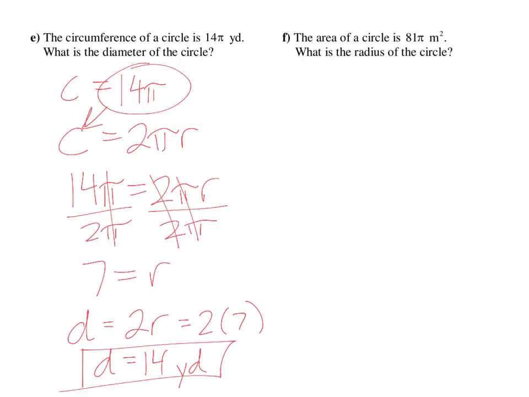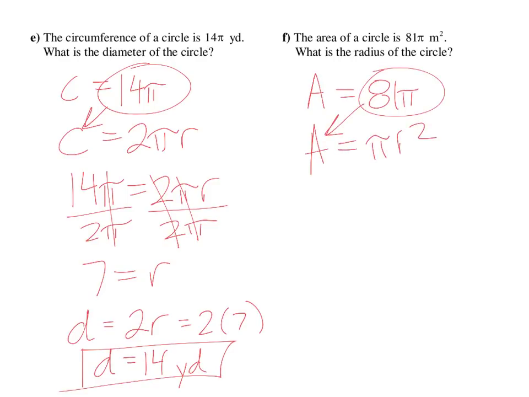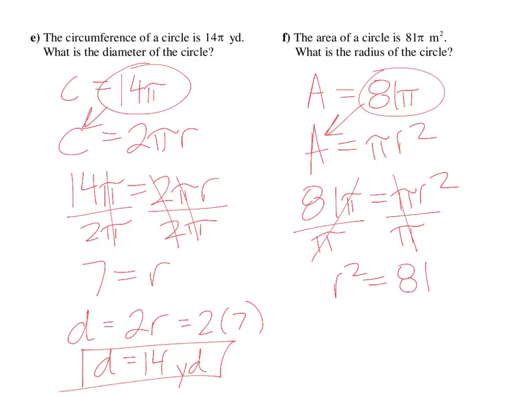Done. All right, for F, the area of a circle is 81 pi meters squared. 81 pi. All right, now it says, what is the radius of the circle? Now, the area formula is pi r squared. So I'm going to take the area and plug it in. 81 pi is equal to pi r squared. Now I could divide by pi because I'm trying to isolate the r squared. So now I have r squared is equal to 81. And how do you get rid of the square? I'm going to square root both sides. So I get r is equal to 9.